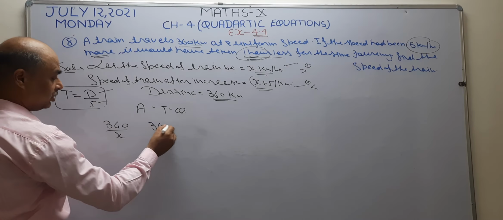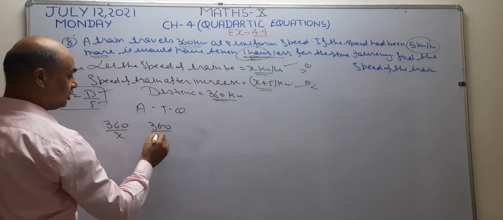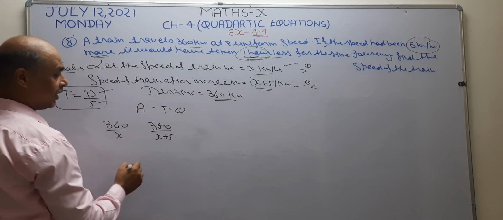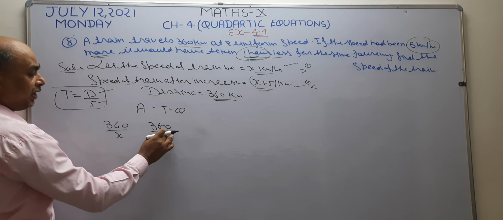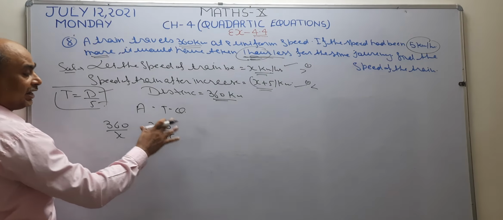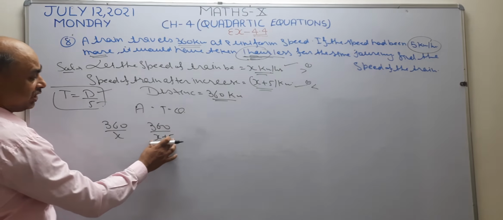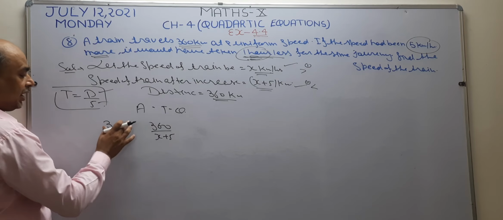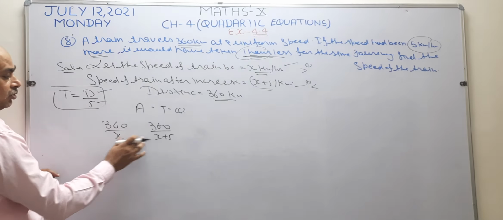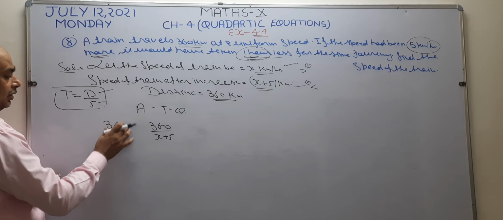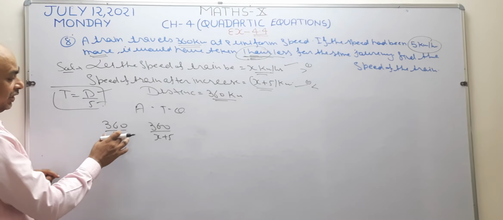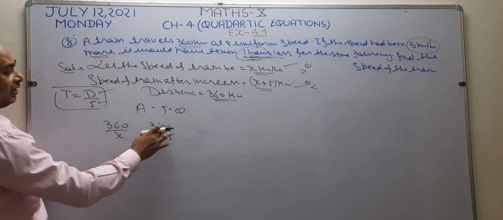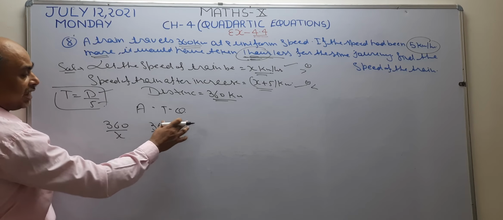After that, 360 upon the increased speed, x plus 5. Now at this speed the train is going to take less time because the speed is increased. So this is the less time, and this other time is greater because in this the speed is less. When the speed is less, time is going to increase, and when the speed is going to increase, the time is going to be less.